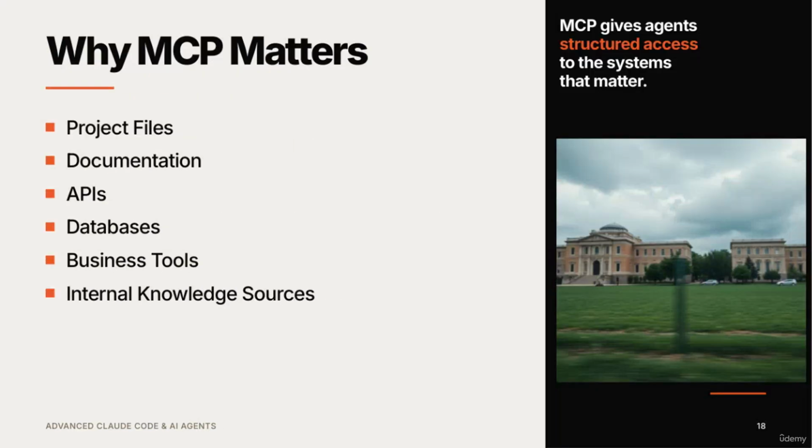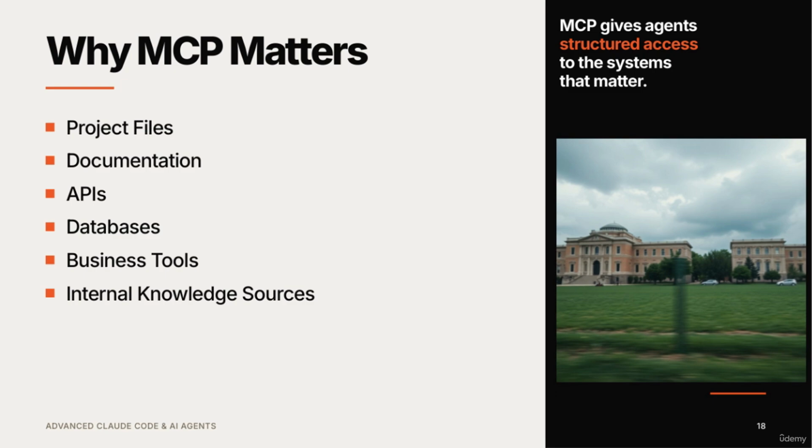Here, we're focusing on why the MCP is so important. At its core, MCP provides agents with structured access to the key systems they need to work efficiently. This includes everything from project files and documentation to APIs and databases. It also connects business tools and internal knowledge sources, bringing all these elements together in one seamless workflow. By integrating advanced AI technologies like Claude and custom AI agents, MCP streamlines processes and enhances decision-making. Essentially, MCP acts as the backbone that supports agents, giving them the organized access they need to be effective and productive.